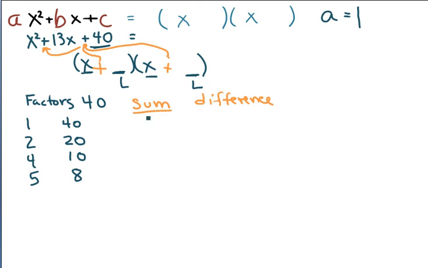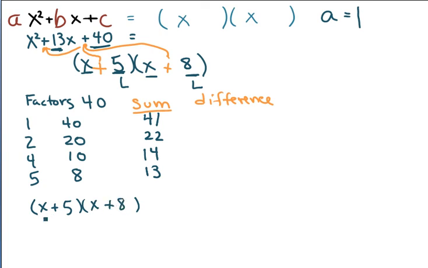Listing the various sums, 1 plus 40 creates 41, 2 plus 20 creates 22, 4 plus 10 creates 14, 5 plus 8 creates 13. I now know it is possible to arrive at a sum of that b term 13 by using the factors of 5 and 8. Having considered this, I will look at x plus 5, x plus 8, and I will create the binomial product.